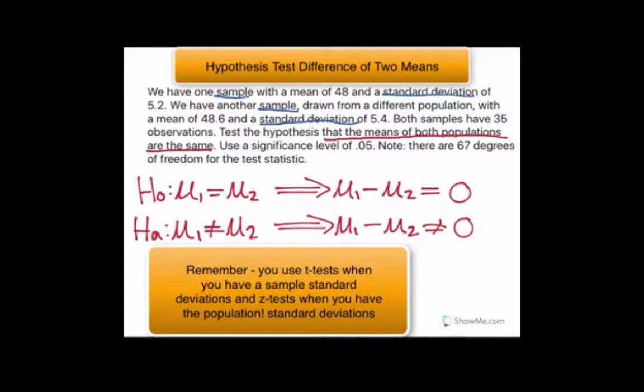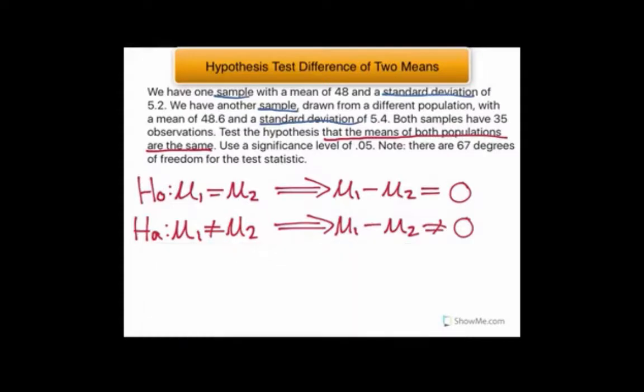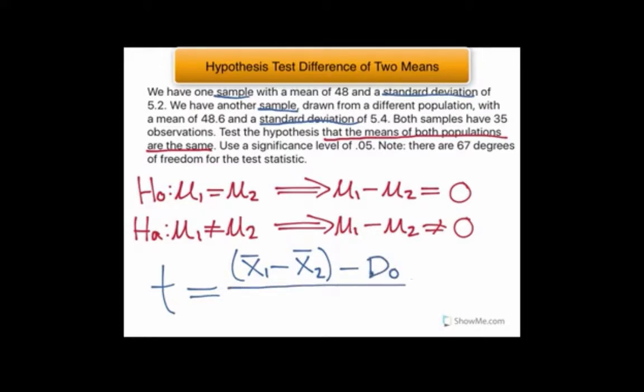The formula for the test statistic for the difference in two means is: you take the sample average from the first sample minus the sample average from the second sample, you subtract the hypothesized difference, and you divide by the standard error. I'll write what the formula for standard error is on the next slide, because it takes up some space. But that's the general idea of the test statistic for this one.